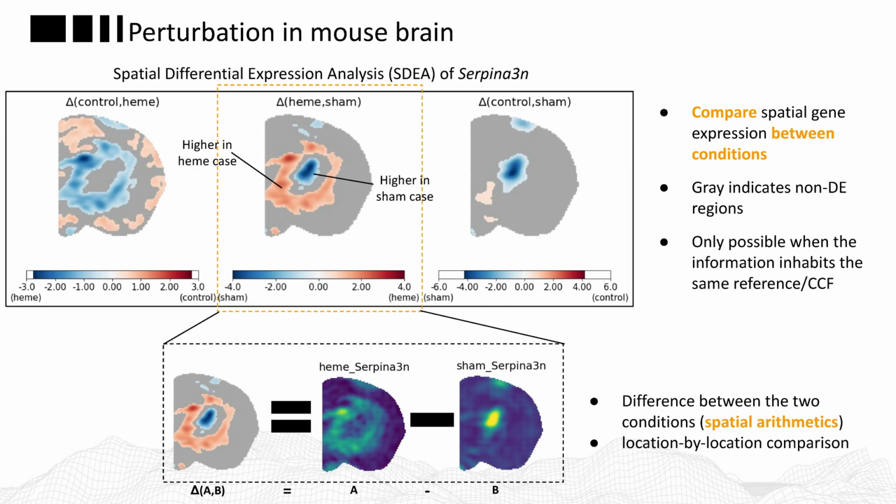Since all of the information inhabits the same spatial domain, we can simply subtract the gene expression of one condition from the gene expression of a different condition. And we do this on a location by location wise basis. And what I really want to emphasize here is that this kind of analysis, this spatial differential expression analysis, is only possible when the information inhabits the same reference or common coordinate framework.